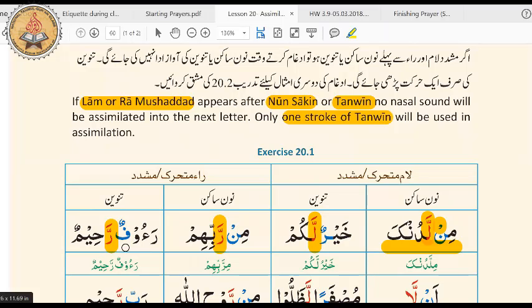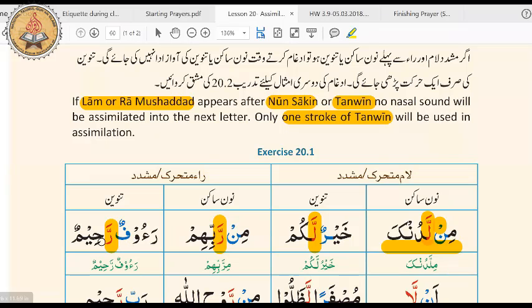That means I will say this as a normal fu. Instead of pronouncing the tanween, I will only use one stroke of the tanween. And if I only use one stroke of the tanween, that means it will become a fu. So how I would then say it is ra'ufur ra, not ra'ufun ra. Normally, if there was no ra here, it would have been ra'ufun. But because there is a ra mushaddad here, that's why this has become idgham kamil. Idgham kamil will take place here, and therefore how I will say this is ra'ufur rahimun.